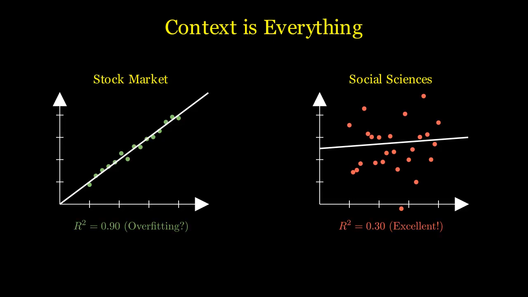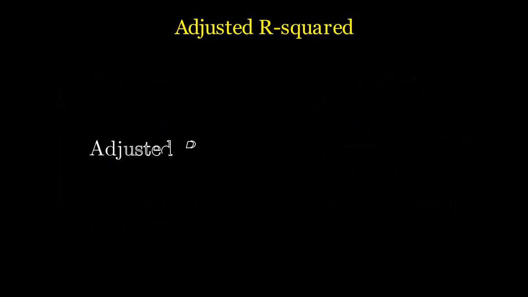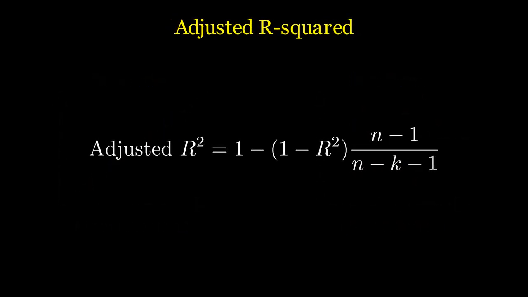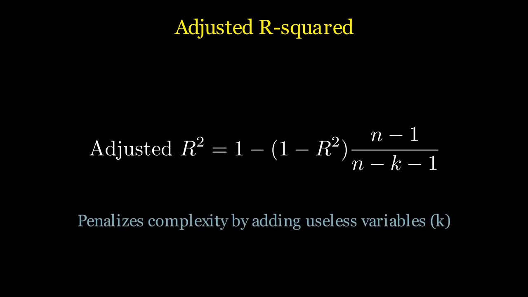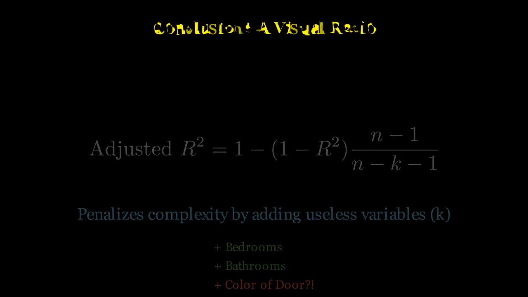Furthermore, adding more variables, like the number of bathrooms or the age of the house, will almost always increase R-squared, even if those variables are useless. This is why professional statisticians use adjusted R-squared, which penalizes the model for adding unnecessary complexity. It ensures that we only celebrate an improvement if the new variable actually adds significant predictive power.